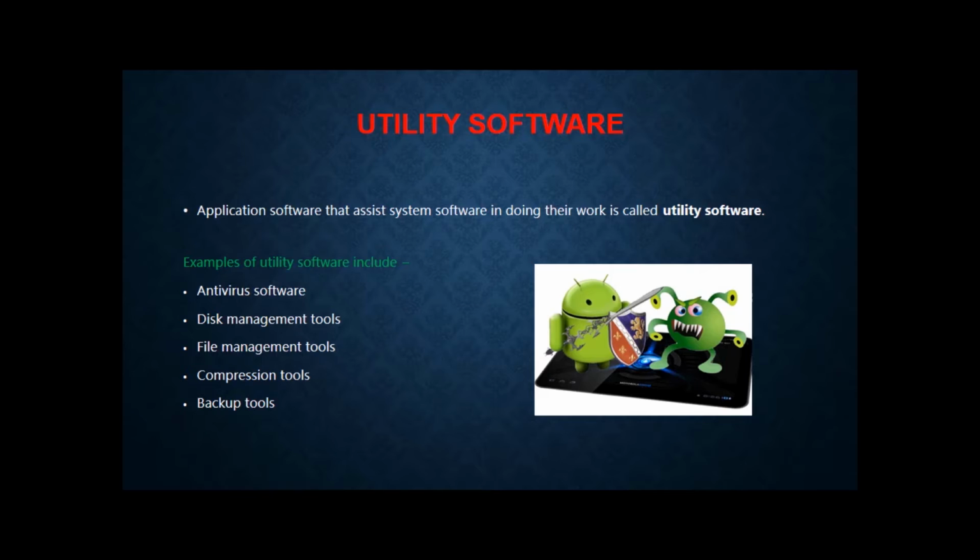Now, utility software. This is an application software that assists system software in doing their work. It helps out, and examples of utility software include antivirus software, disk management tools, file management tools, compression tools, and backup tools.